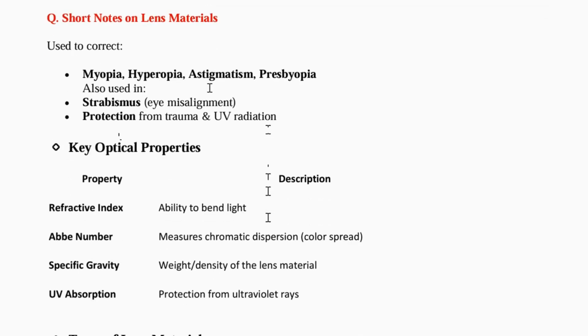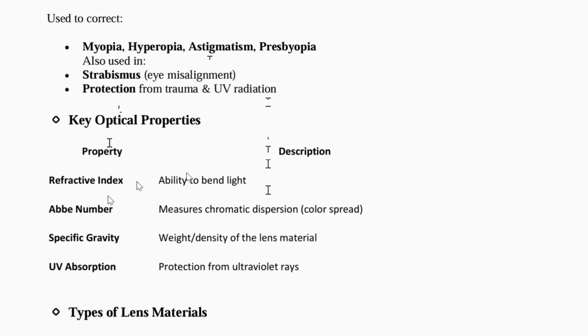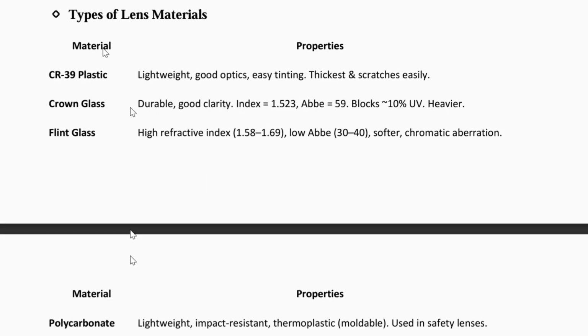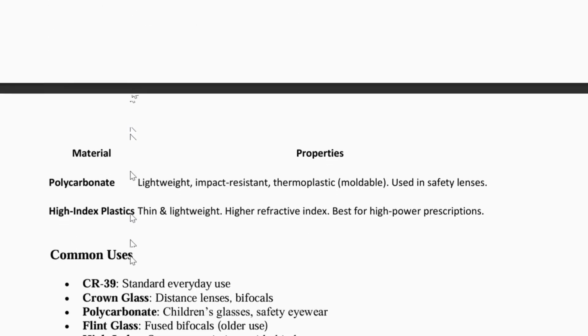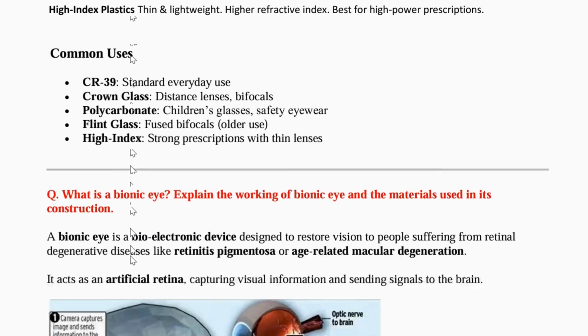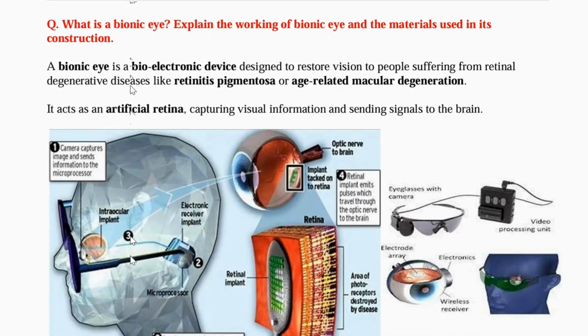Short notes on the lens material. What are the materials we use for making these lenses, what properties they should have, and why we need that, the types of materials we are having. You can go through this. Then what are the uses of those lenses? You can go through. Next comes the main important question.